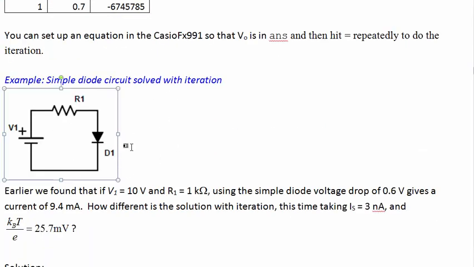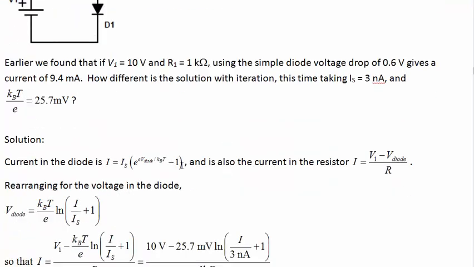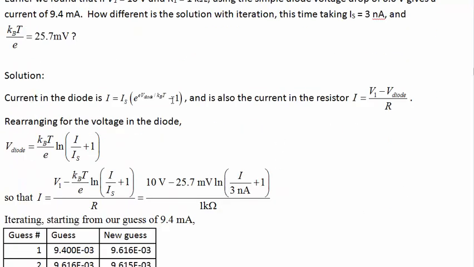Let's go back to this calculation we did earlier. This is one we did where we just said it was a 0.6 voltage drop, and we found that it was 9.4 milliamps. How different is it with iteration? This time try using IS is 3 nanoamps and kBT over e is 25.7 millivolts. Give that a shot.